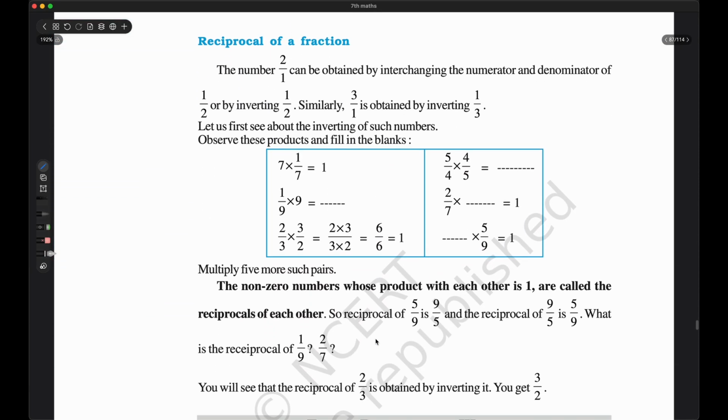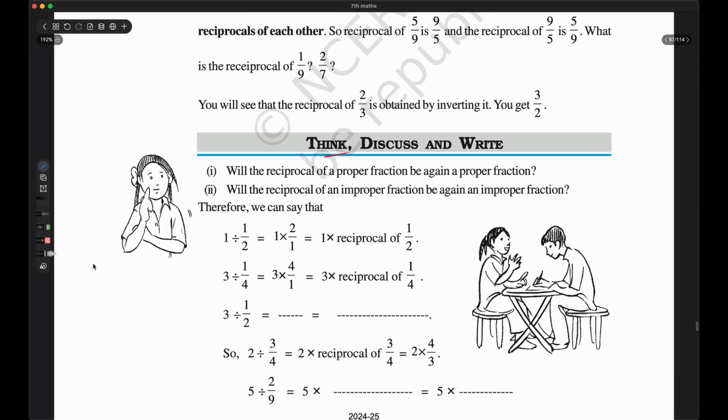Now let us discuss think, discuss and write. Question 1 is: will the reciprocal of a proper fraction be again a proper fraction or not? To prove or conclude the statement, we try to find a counter example, and if a counter example is not present, then we say that the statement is true. So for the given statement, we try to find the counter example.